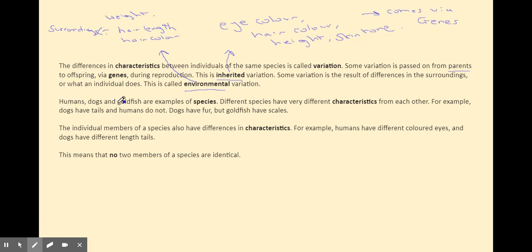We've got some examples here. Humans, dogs, and goldfish are examples of different species, and they each have their own characteristics. For example, dogs have tails, humans don't. Dogs have fur, but goldfish have scales.